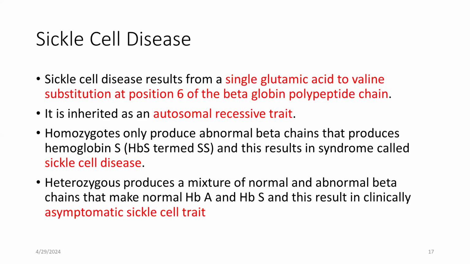All right, sickle cell disease. Sickle cell disease results from a single glutamic acid to valine substitution at position 6 of the beta globin polypeptide chain.